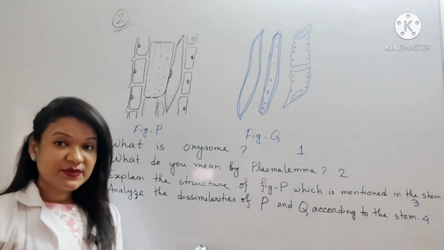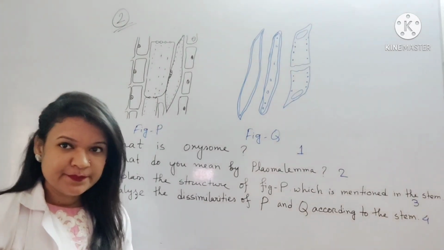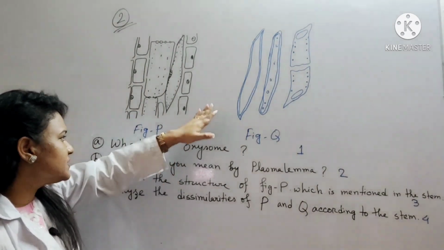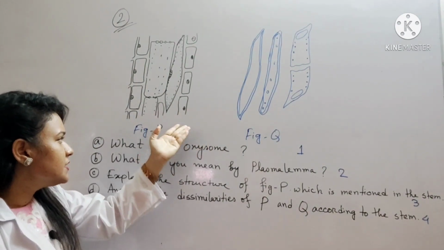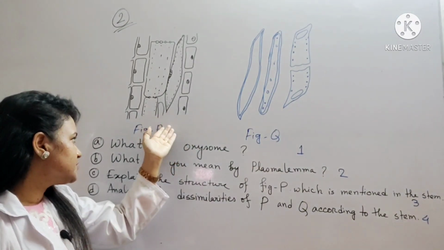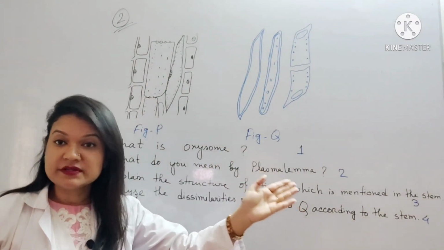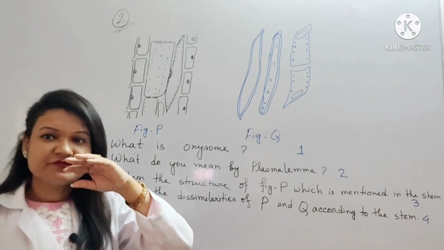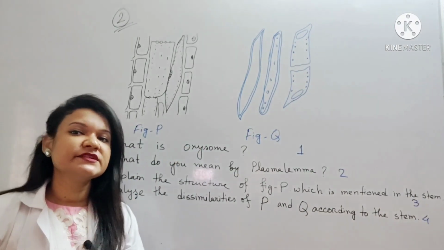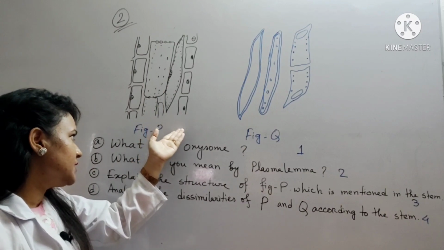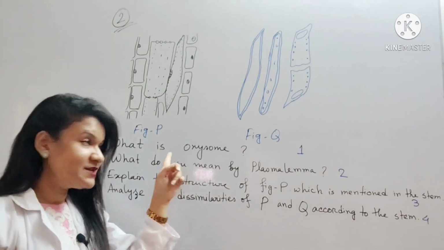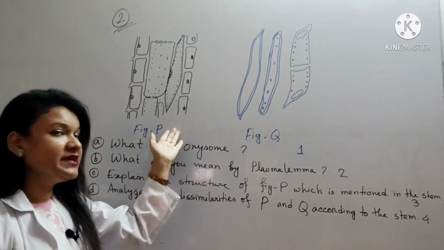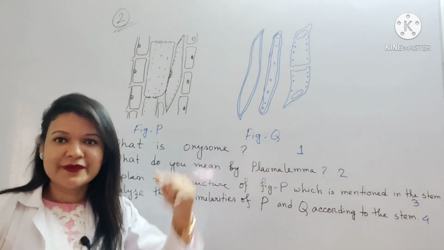So this is our second creative question, and this is from the plant parts. So first of all, please see this stem or this figure. You have to find out what figure P is and what figure Q is. If you see this picture very carefully, you can find out what figure P is. Can you guess what figure P is? Okay, I hope you understand that figure P is actually our phloem.